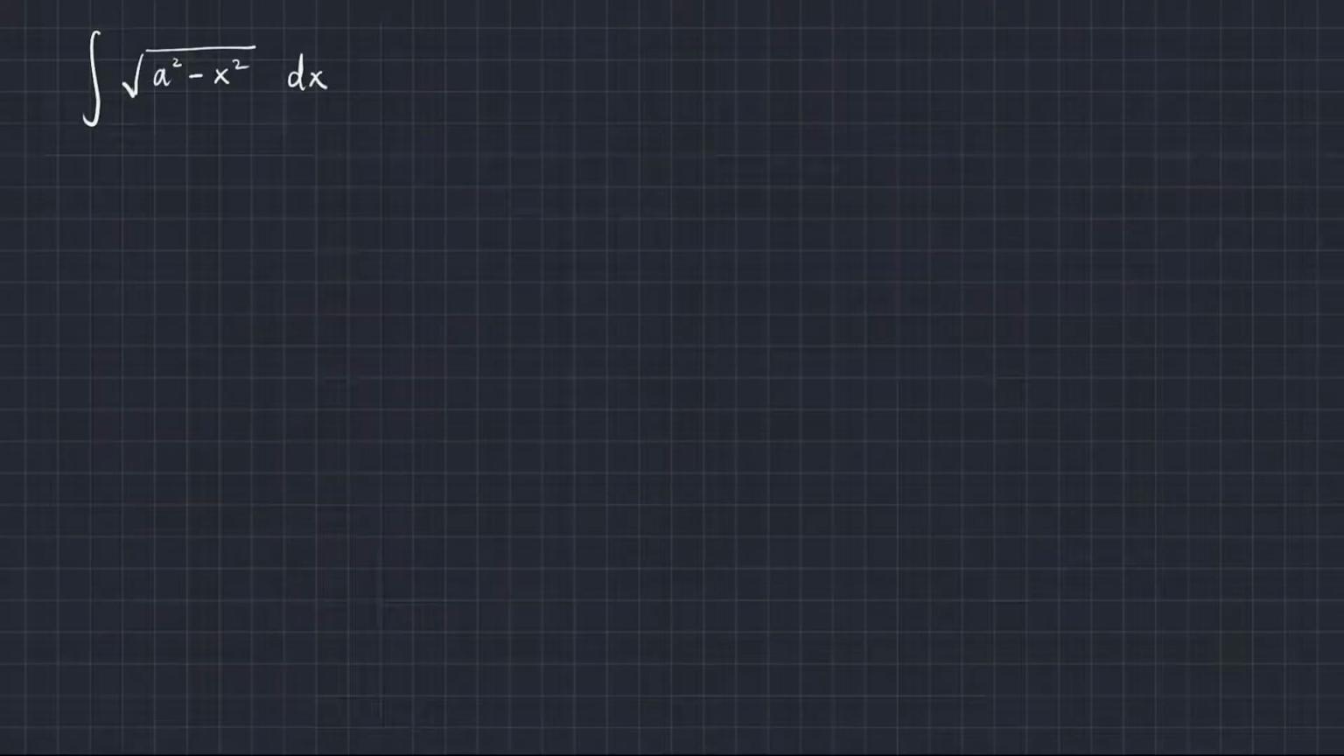For the next example, I suggest you again pause the video and try it out yourself. If you're having trouble, I can give you this hint. Try to multiply top and bottom by the square root of a squared minus x squared.